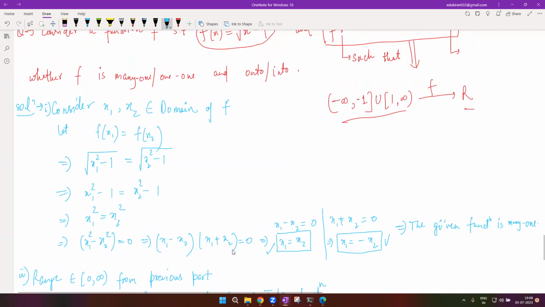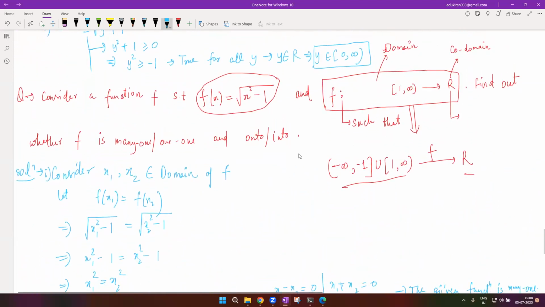This is how a question can be given to you. Let me complete this also. So this was minus infinity to -1, union 1 to infinity.